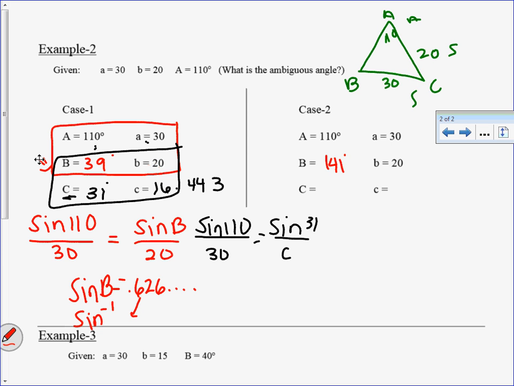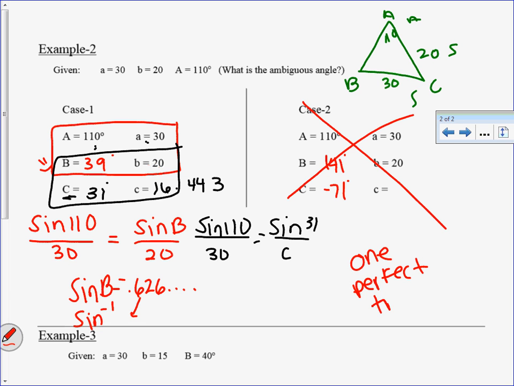Already that should be fishy, because 110 plus 141 is way bigger than 180, and you can only have one obtuse angle in a triangle for it to be 180 degrees. So you go to find angle C and you subtract from 180, and you get negative 71 degrees for the angle. That's not possible. So that means that this created exactly one perfect triangle with angle side side. It does not create two. So here, that's an example of one triangle.